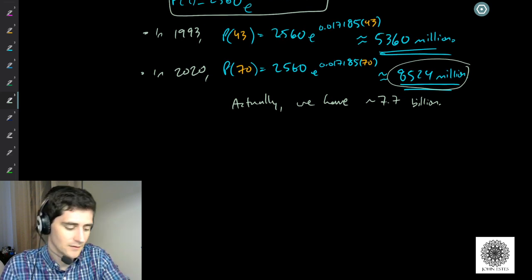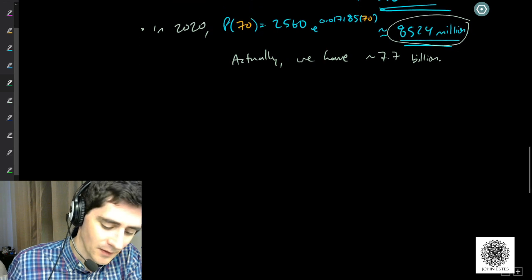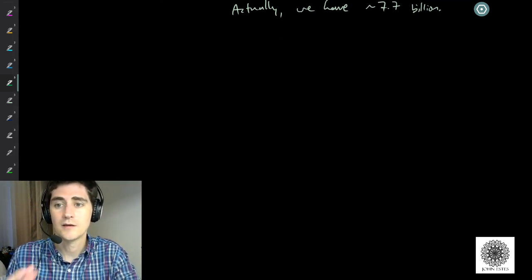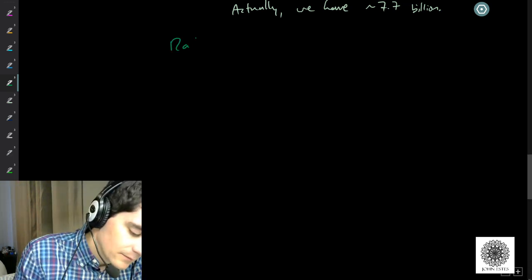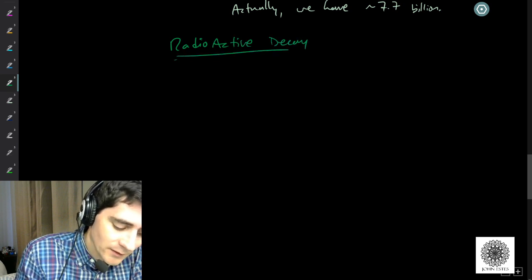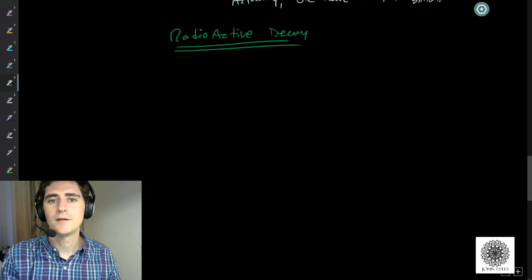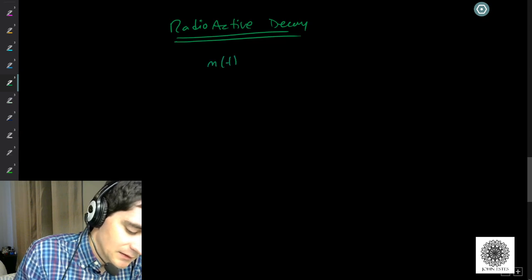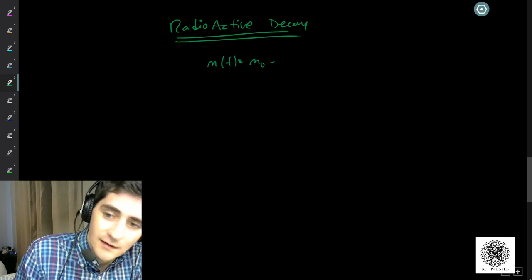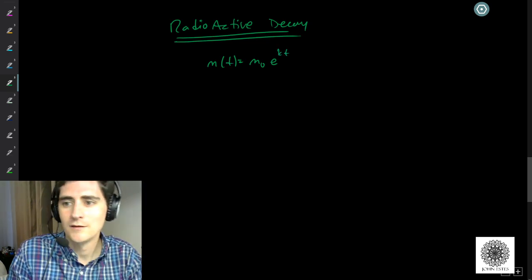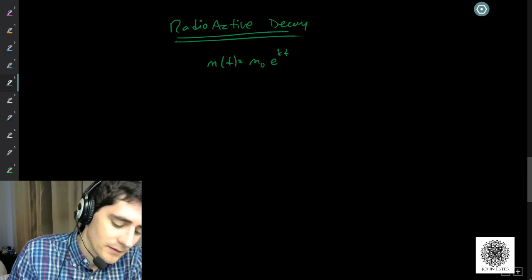Okay, now let's look at the other side, decay. And typically when we're talking about decay, we're talking about radioactive decay of a chemical compound. So radioactive decay. And the model is the same. The only thing is this time k is negative. So we end up with M(t) equals M naught e to the kt power. And here M naught is the initial mass.